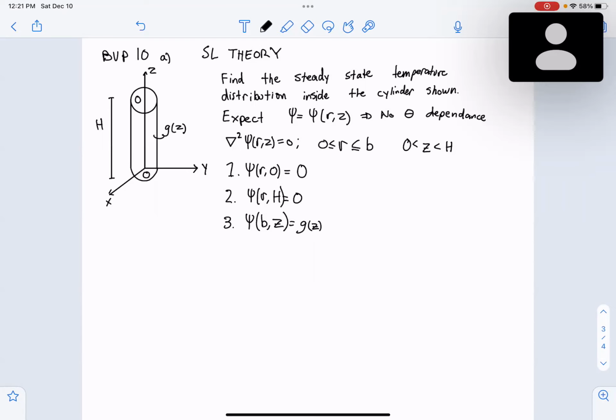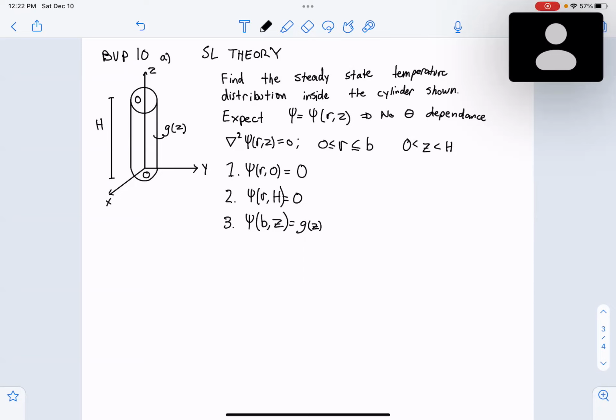I think the final's in a couple of days, so I'm sure you guys are focused here. But anyway, BVP 10 is one of the Sturm-Liouville theory problems, and it's actually going to use the Bessel equations. For 10A specifically, it's going to use the modified Bessel's equation, which we'll get into later, but it's definitely a good one to know. I believe this was on my final last year, so I wouldn't overlook it. And anyway, let's get into it.